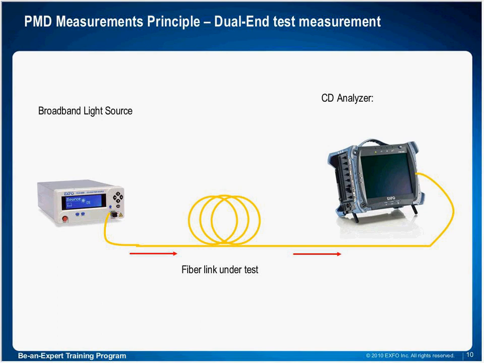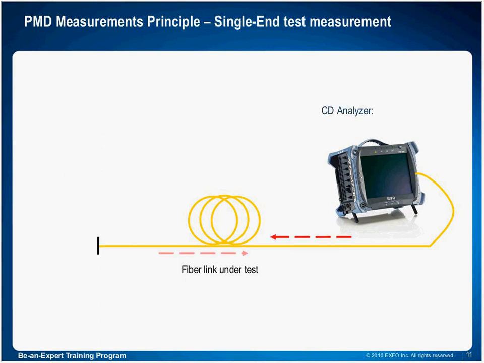So essentially, the dual-ended test measurement system uses a broadband light source, and the CD module will select certain wavelengths, whereas the single-ended test measurement will be using a few pairs of wavelengths that are being chosen by the CD module itself. The CD module will be sending out these wavelengths and measuring the backscattering levels.